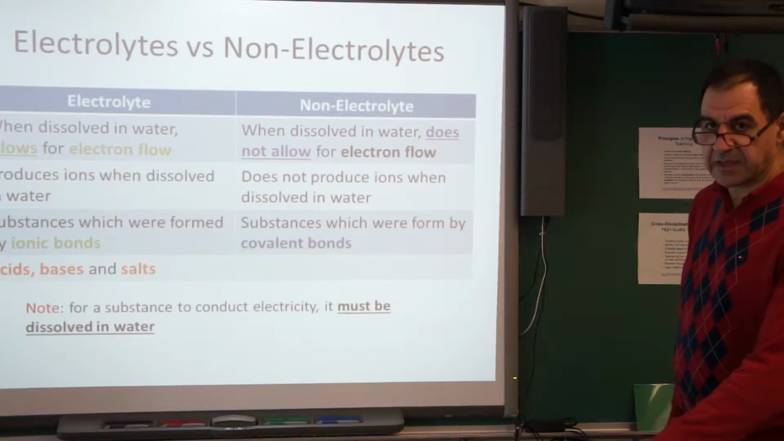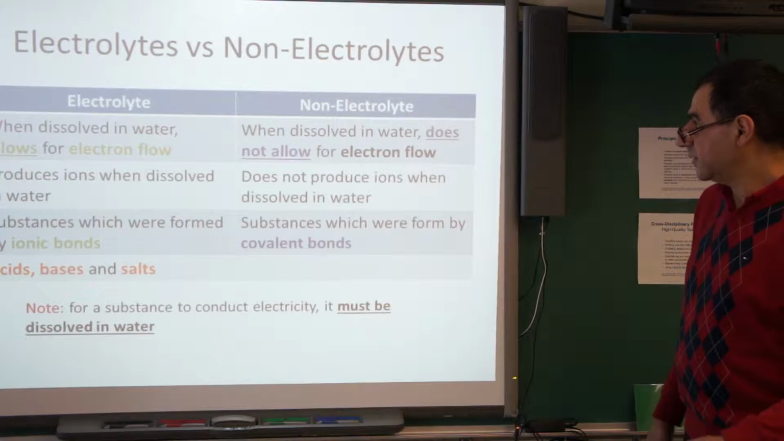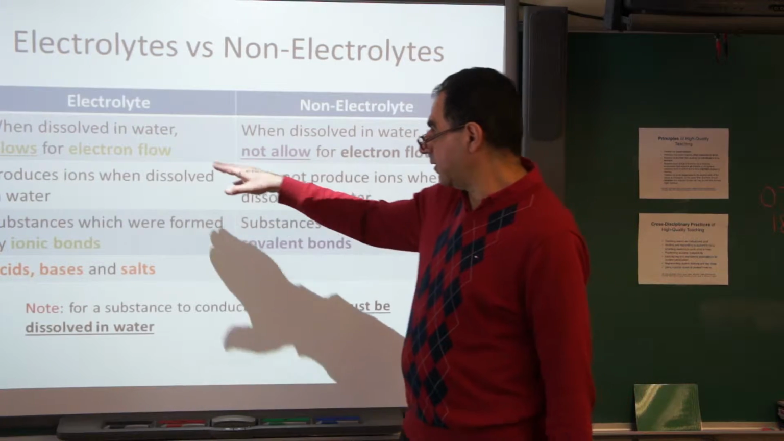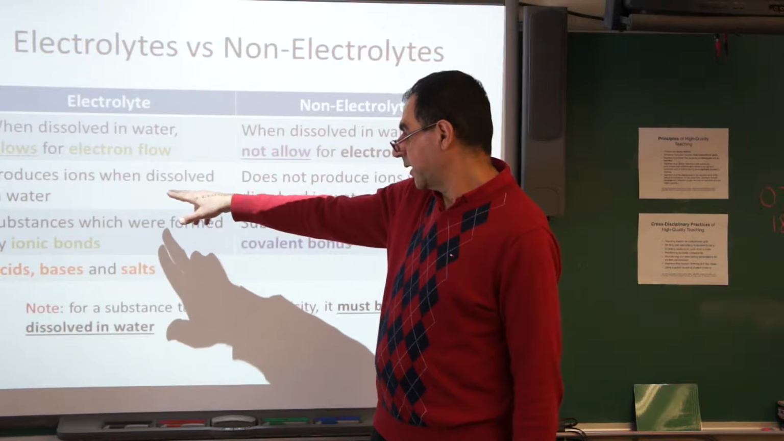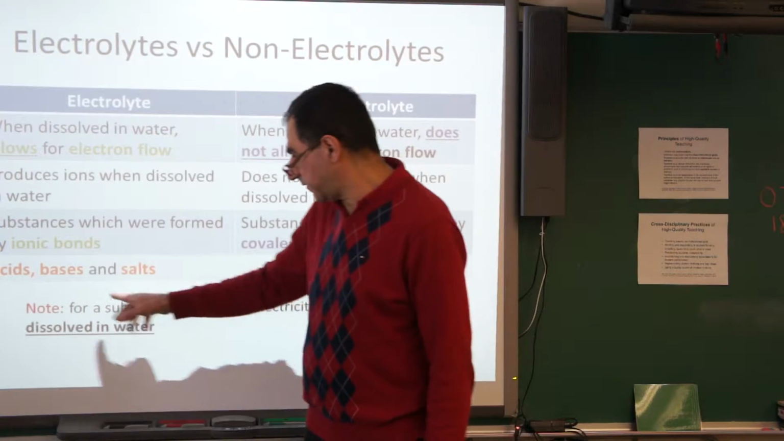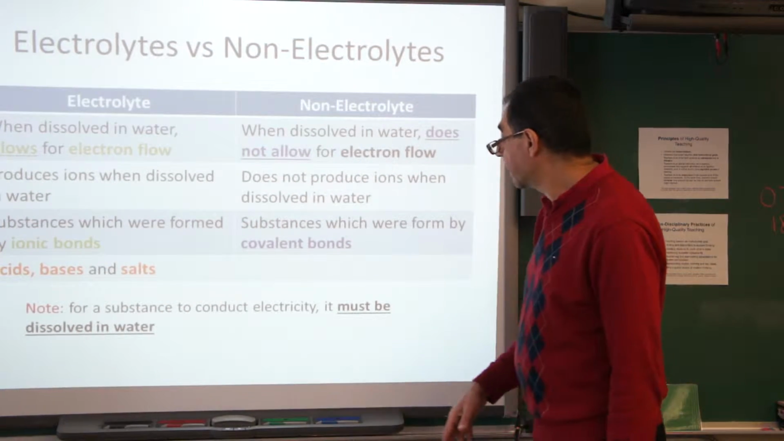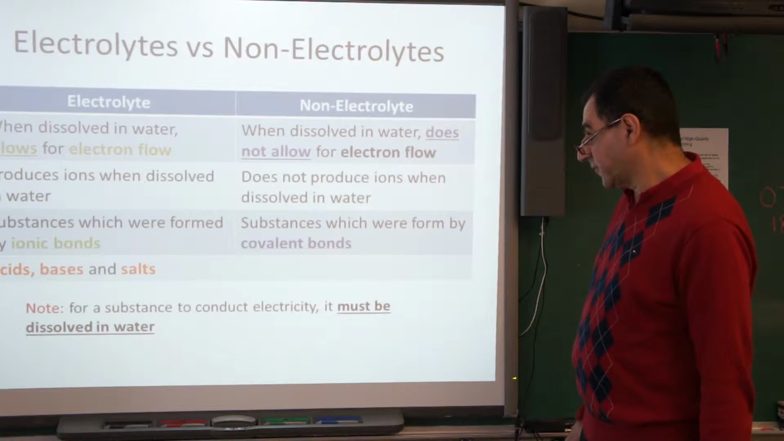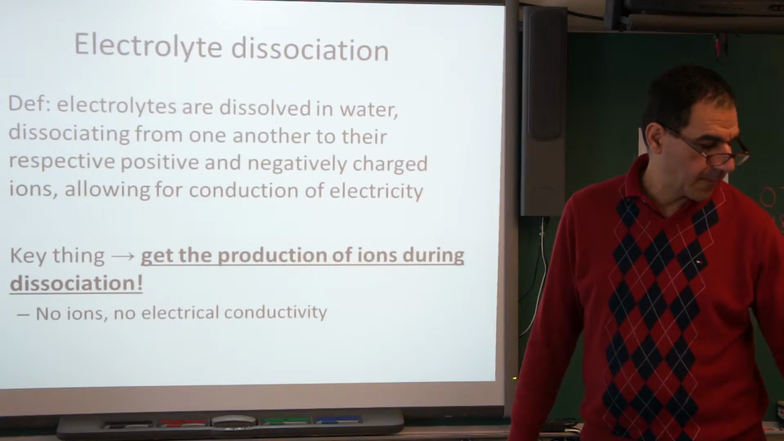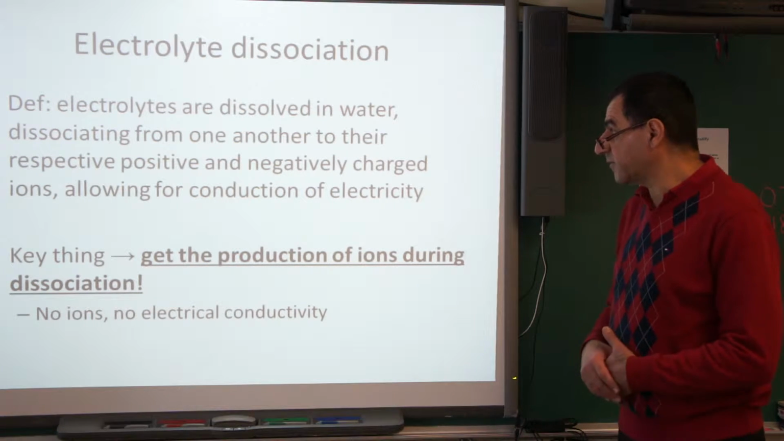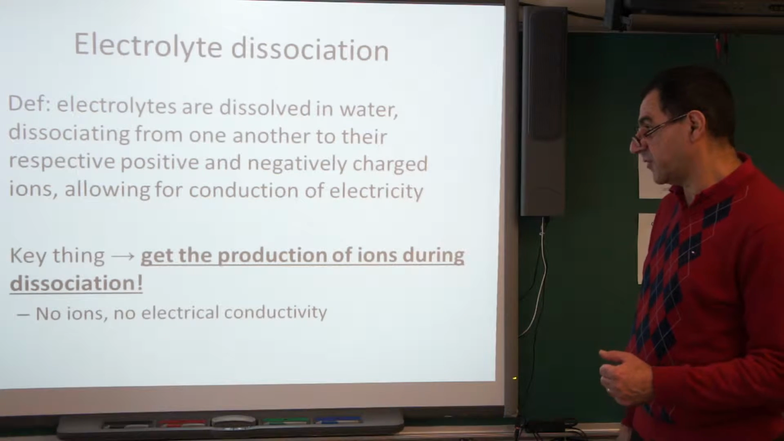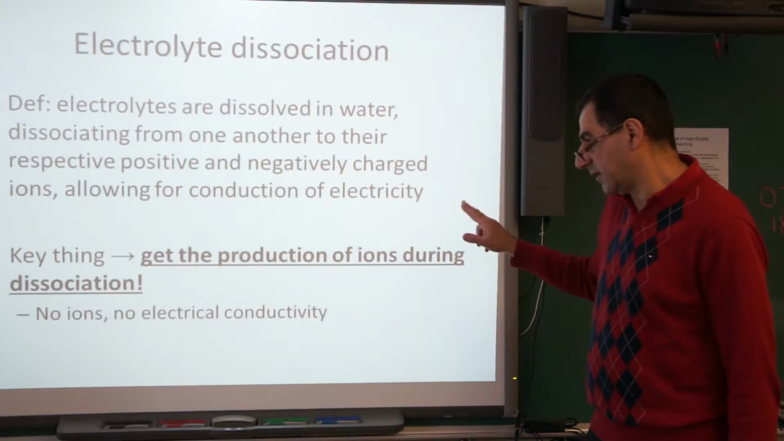We're now going to be looking at the second part of our solutions discussion, discussing electrolytes versus non-electrolytes. Electrolytes, when dissolved in water, allow electrons to flow. They produce ions when dissolved in water, and most importantly, electrolytes are acids, bases, and salts. The opposite of that would be non-electrolytes, which do not conduct electricity. Electrolytes can, when they dissolve in water, dissociate or separate from each other into positive and negative charges, which allow for the conduction of electricity.